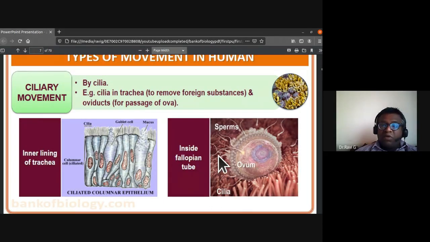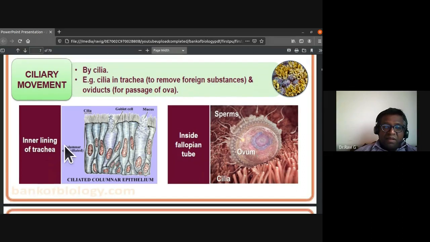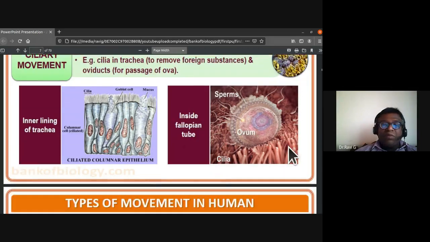So inside the fallopian tube, you can notice the guided movement of the ovum, for the passage of ova through the oviducts. That is also brought about by cilia present in these oviducts. So the passage of ovum is taking place within this oviduct, till they reach the fallopian tube. So that is by the ciliary movement. It's a guided movement there. So this is the inner lining of trachea and this is inside the fallopian tube. So how the cilia in the oviducts are assisting in the passage of ovum to the fallopian tube.